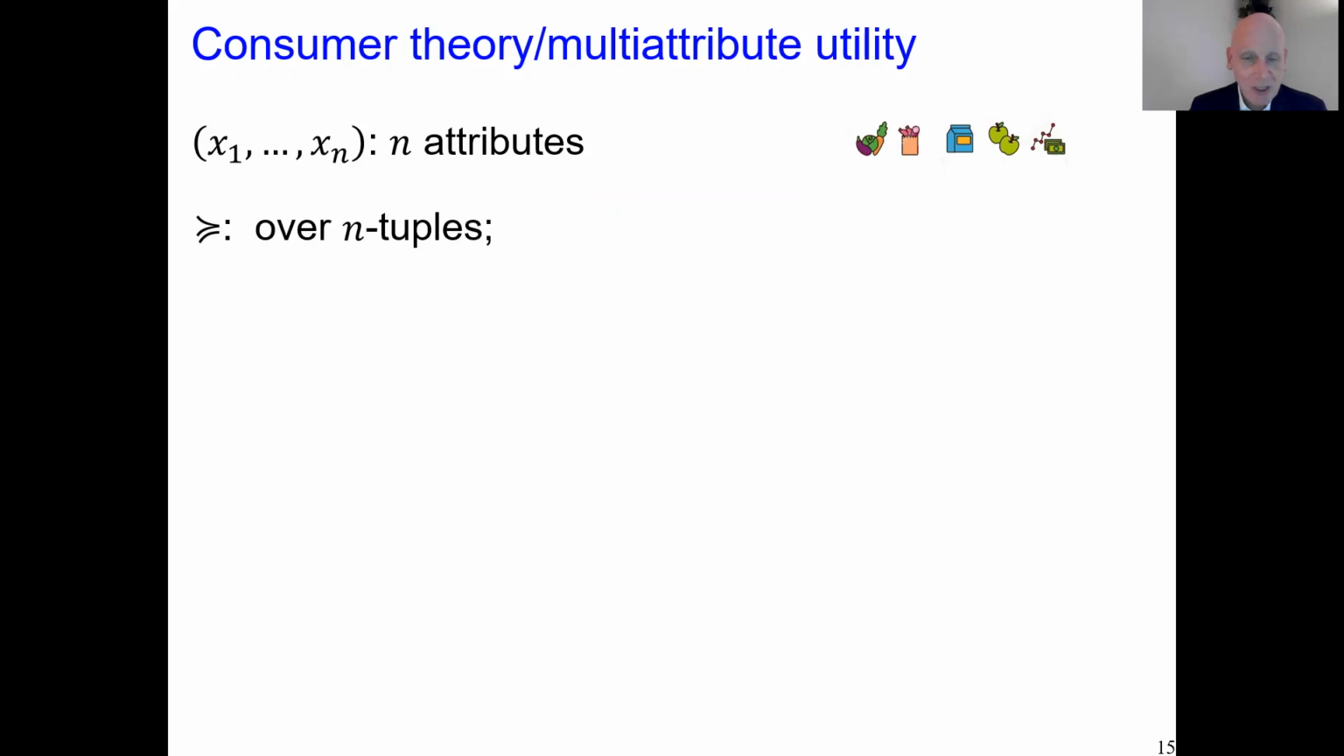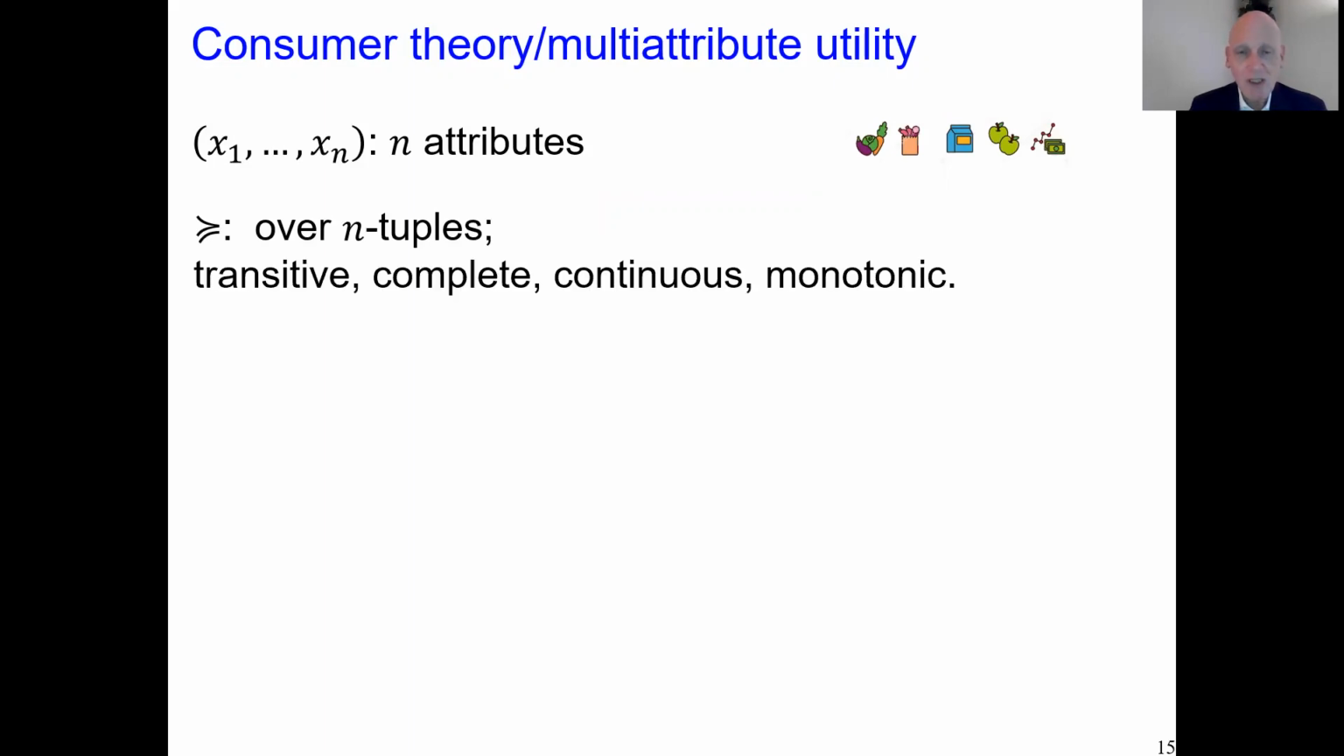So we have a preference relation over those n-tuples, maybe commodity bundles, with the usual properties: transitivity, completeness, continuity, monotonicity. Now I'm going to define a condition called separability, and maybe the economists in the audience may remember from the micro class and consumer theory what these things mean, but I'll explain it for everybody so that everybody can understand.